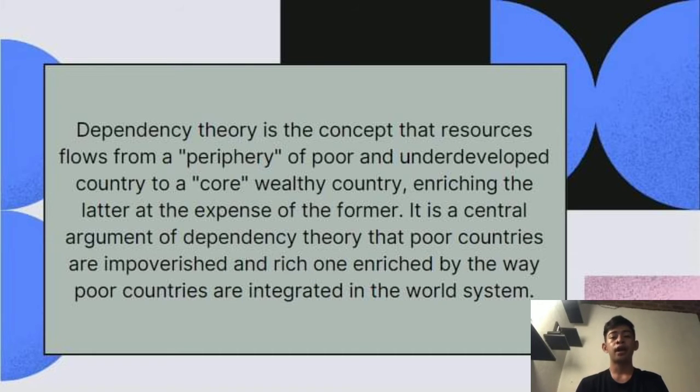Dependency theory, an approach to understanding economic underdevelopment, emphasizes the putative constraints imposed by the global political and economic order. According to dependency theory, underdevelopment is mainly caused by the peripheral position of affected countries in the world economy. An example of this is the Philippines and America.